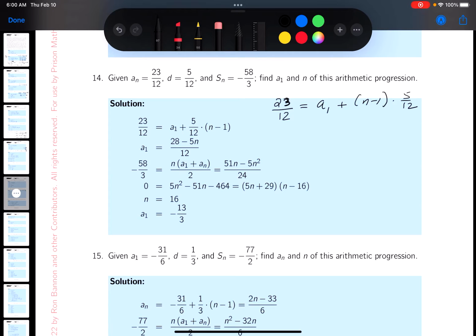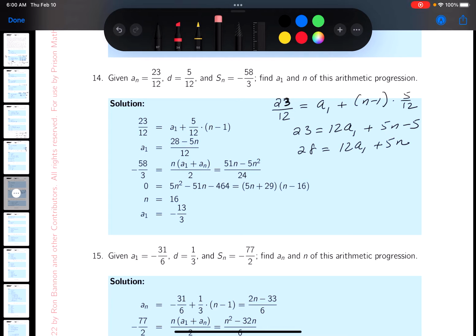And the reason I want to get rid of the fraction. So 23 over 12, A1, plus, let's expand this then. It's going to be 5N minus 5. I'm going to add 5 to both sides. I would get 28 equals 12A1 plus 5N.